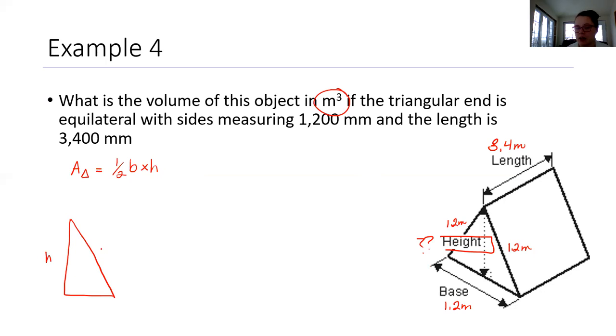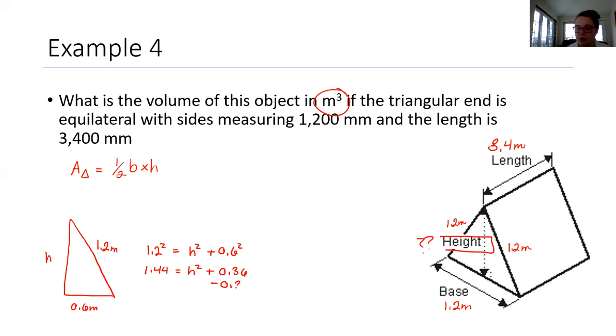So we want to know what's the height. We know one side of it is 1.2 meters. And if we only have half of the bottom, we're going to have 0.6 meters. So we can plug those in. This is our hypotenuse. So 1.2 squared is equal to h squared plus 0.6 squared, which will leave us with 1.44 equals h squared plus 0.36.